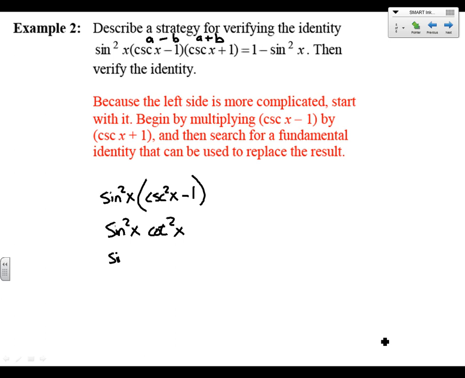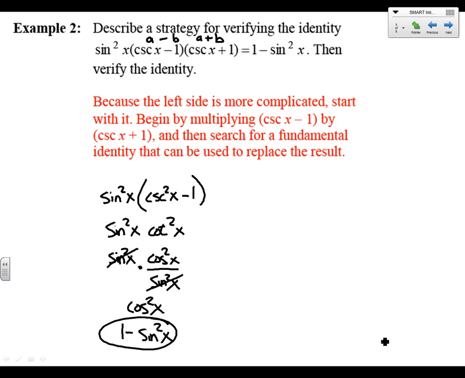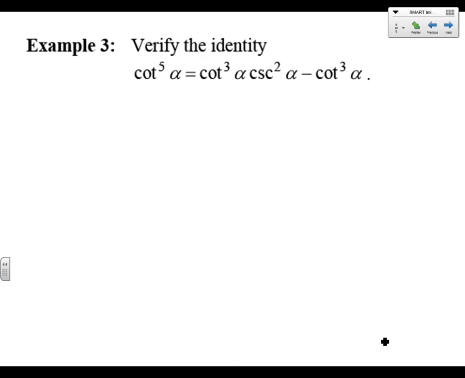So let's see what we got here. Sine squared x times cotangent is cosine squared over sine squared. Those go away. We're left with cosine squared. What does cosine squared equal? It equals 1 minus sine squared. And we have just made our left side equal our right side, which is the goal of what we want to do. So we are done. Here we go, last one to try.